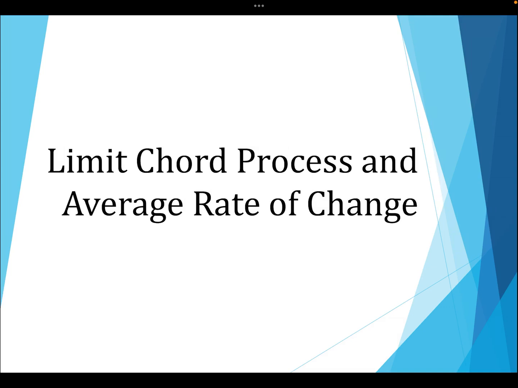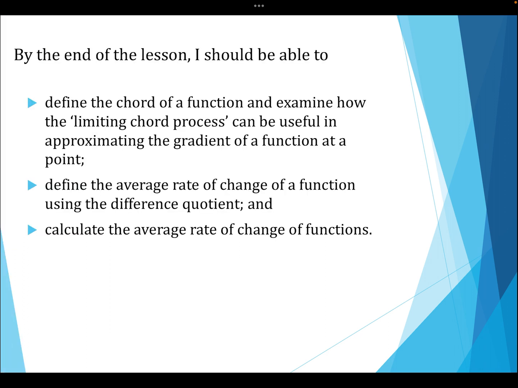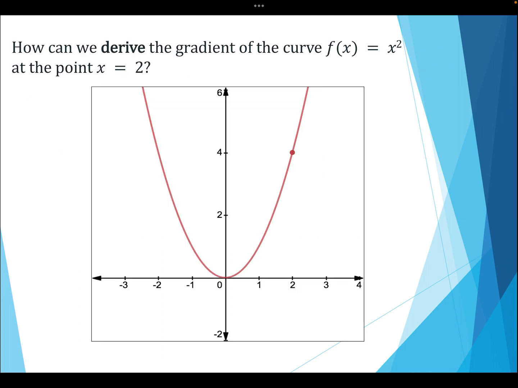Alright, let's have a look at the limit chord process and average rate of change. By the end of the lesson, you should be able to define the chord of a function and examine how the limiting chord process can be useful in approximating the gradient of a function at a point. You should be able to define the average rate of change of a function using the difference quotient, and finally calculate the average rate of change of a function.